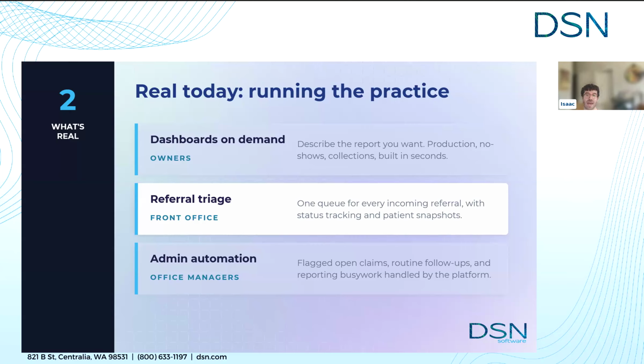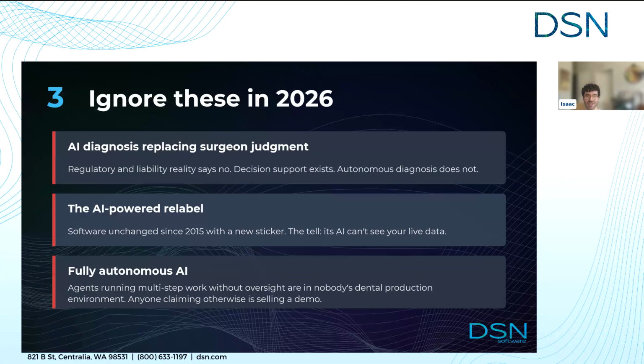Use case 5 is admin automation. Open claims flagged before they age out. Routine follow-ups drafted for you. The reporting busy work that eats your office manager's afternoon gets handled. Great. Now let's move on to the next section, what to ignore in 2026. And essentially, what is just AI hype?